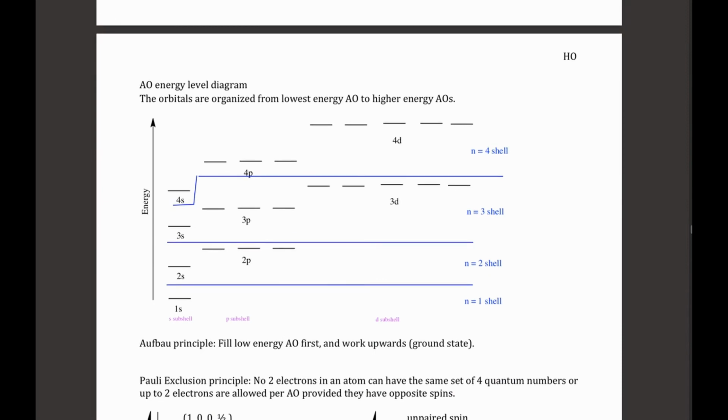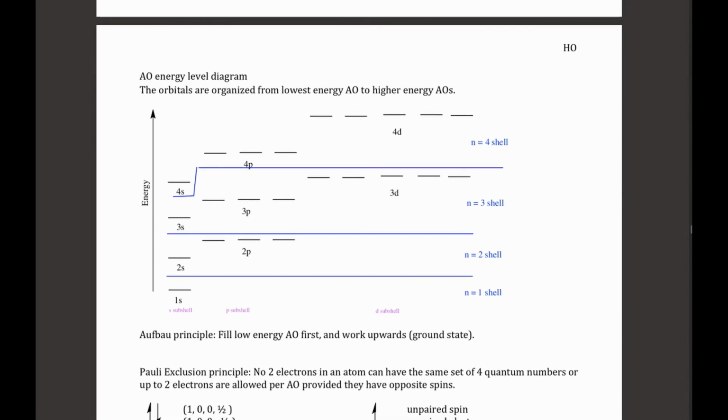Okay, now putting all this stuff together, we have an atomic orbital energy level diagram. And the orbitals are organized from lowest energy to higher energy atomic orbitals. And we saw a partial energy level diagram earlier, and here's another one where I've added some lines to separate the shells. So energy going upwards, lowest energy, we have the 1s atomic orbital. Next, we have the 2s atomic orbital.